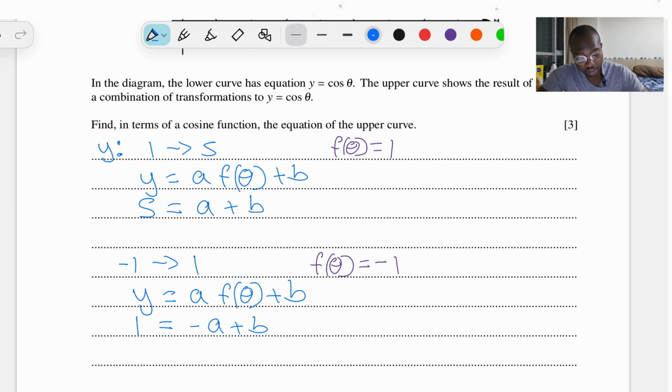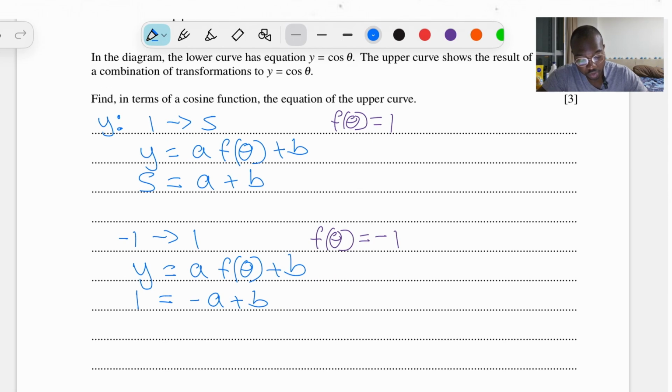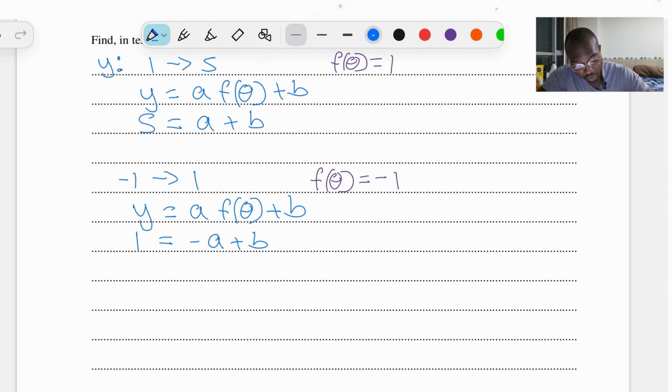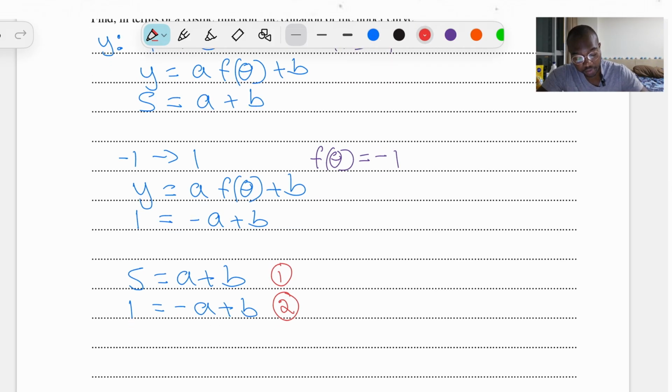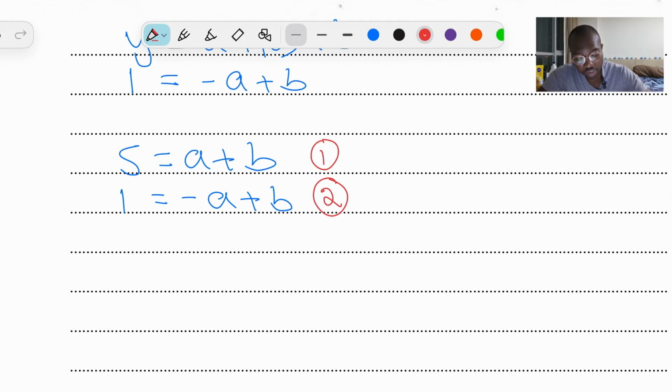And then we can leave it like that. So now we've got two equations, okay? If I write them down here, we've got 5 is equal to a + b, and we've got 1 is equal to -a + b. So it's equation 1, this is equation 2. And now we've got simultaneous equations, so we can just solve.